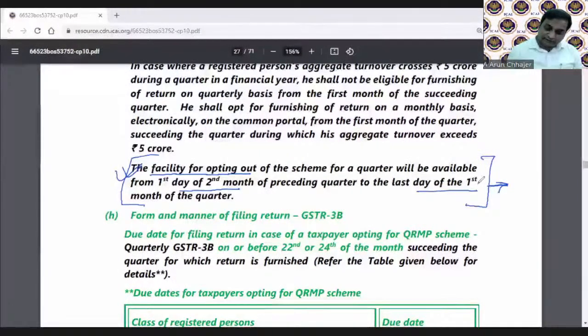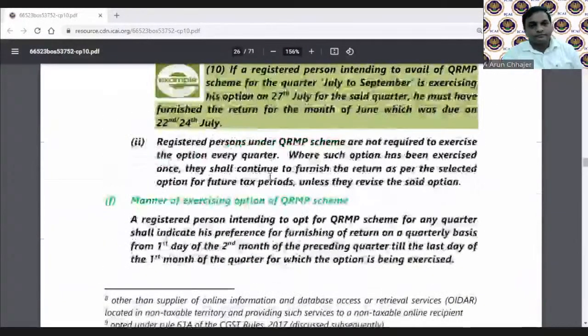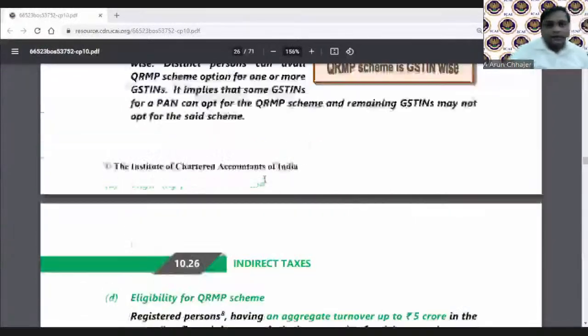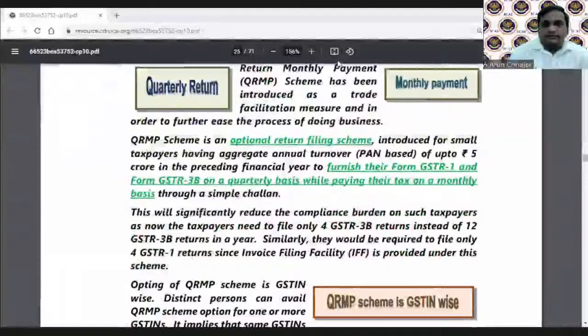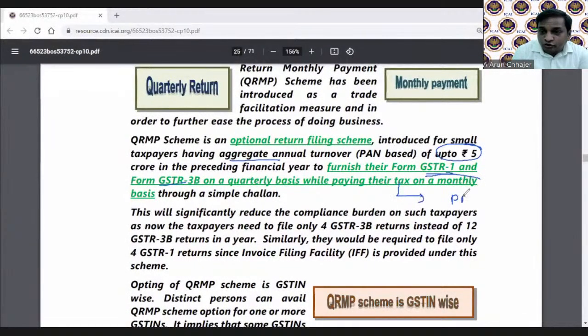Next point, the next small point. The turnover would be checked on aggregate turnover, that is up to 5 crore. I can file the GSTR1 and 3B on monthly, on quarterly, but tax has to be paid monthly. The tax would be paid through PMT 06, and there are two methods to pay the taxes.